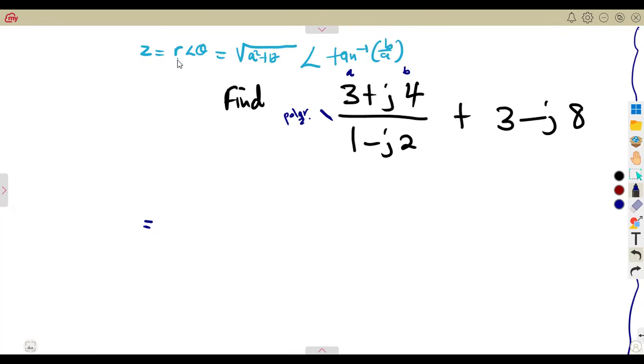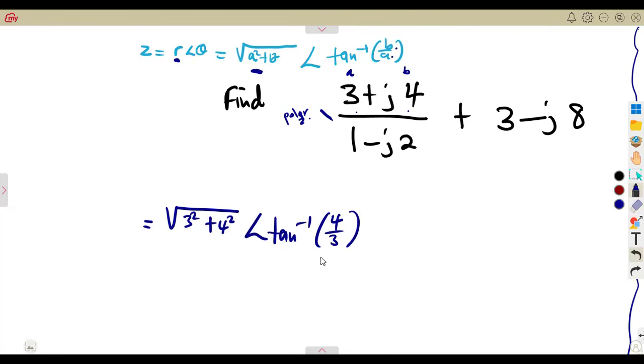So meaning to say, I can just indicate this direct. This R here, which is represented by the square root of A squared plus B squared. So that's 3 squared plus 4 squared. Okay, then we have got the angle, which is arctan B over A, that's 4 over 3. This is what you're going to have.